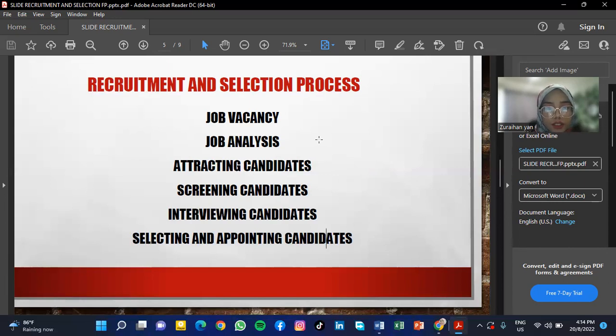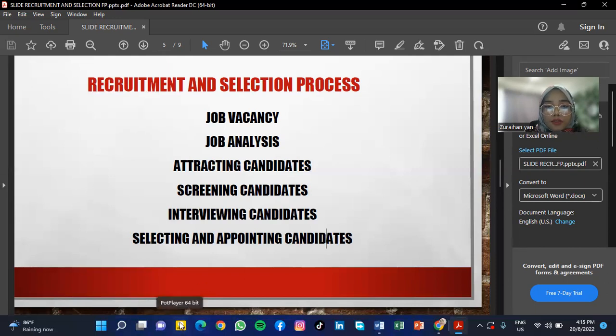Okay, the next one is selecting and appointing candidates. The methods of selecting and appointing candidates are different in various organizations. The procedures generally include steps such as selection of the candidate, verbal communication of his or her appointment, medical examination, sending of the employment letter, and signing the contract. Selecting and appointing candidates depends upon the urgency of getting the vacancy filled.